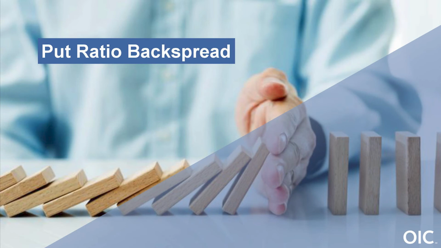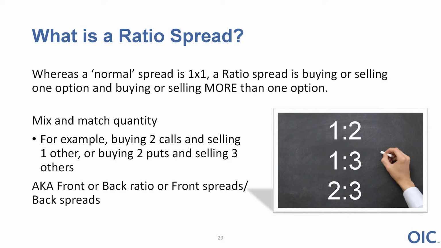Now we're going to look at something called a ratio spread, a put ratio spread. Don't let these terms throw you off. Anytime we talk about a ratio spread, all we're really referring to is when we buy more options than we sell or we sell more options than we buy. A normal spread is done 1-to-1. We buy one call, we sell one against it. We buy one put, we sell one against it. That's a traditional spread.